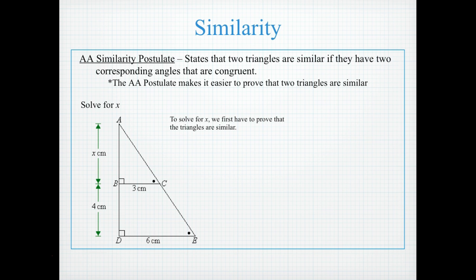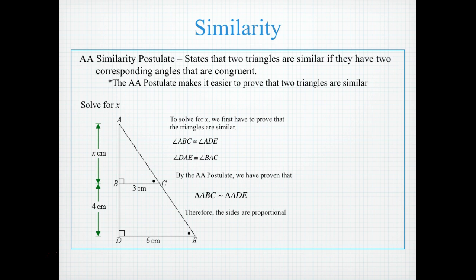Now, they share an angle. Angle A is included in both triangles. So since they both have a 90-degree angle, so there's a congruent angle, and they both share angle A, which is congruent to itself, we can conclude that the two triangles are similar. So that's by the angle-angle postulate. Angle ABC is congruent to angle ADE. Therefore, the sides are proportional.